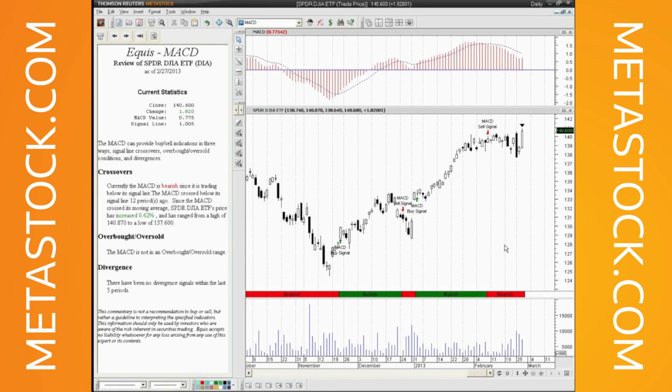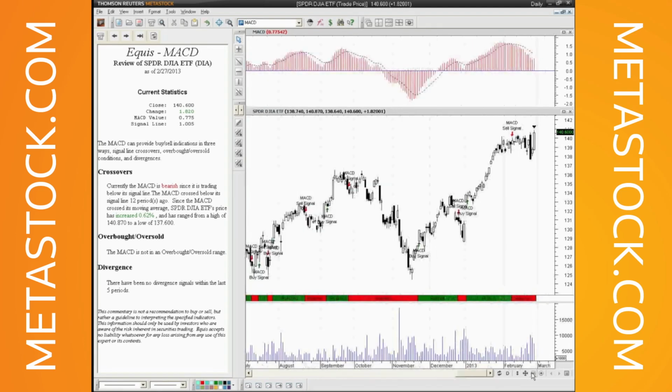There's another tool that I think is very, very handy, and we call that system testing. To explain system testing, if we were to take a look at this chart, and I'm going to zoom out just a little bit, if we were going to determine how good an indicator this is for the Dow Jones Industrial Average, it would be fairly easy. I would know that right here there was a MACD buy signal, and that the Dow Jones Industrial Average was at about $133. And then we had a sell signal that happened at about 139.